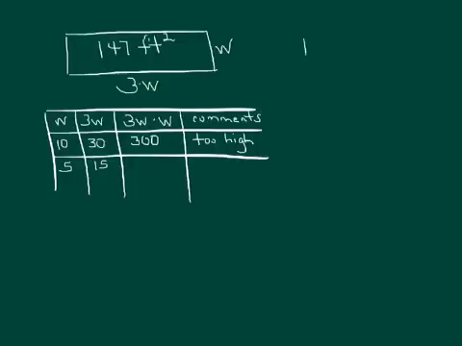Okay, let's multiply that. 15 times 5. 5 times 5 is 25. 5 times 1 is 5, and 2 is 7. 75. Too low. So we're going to have to find another number.